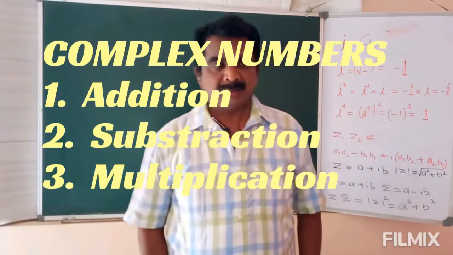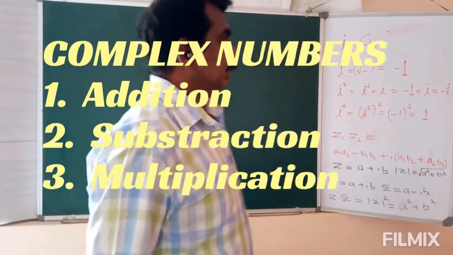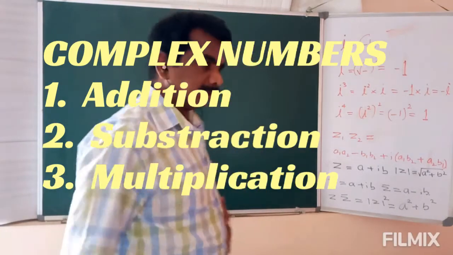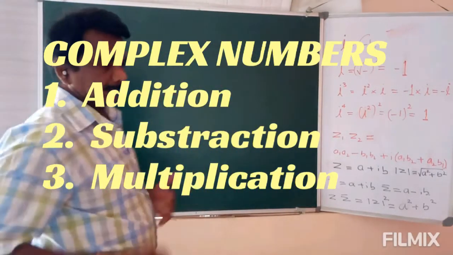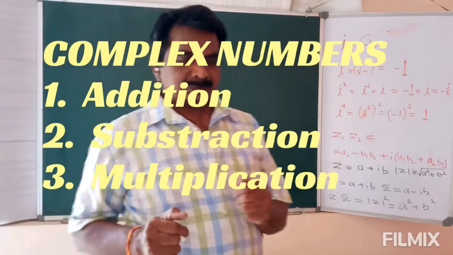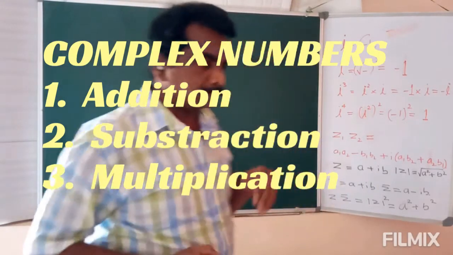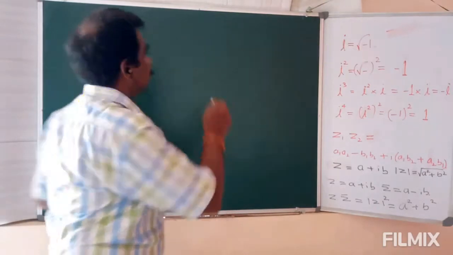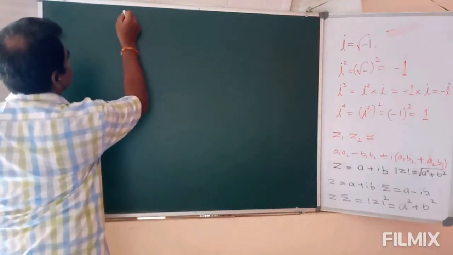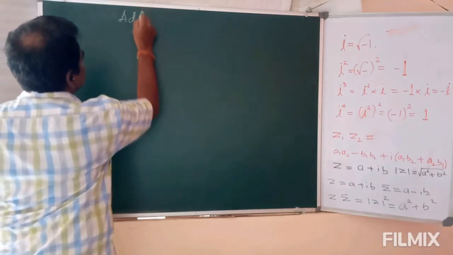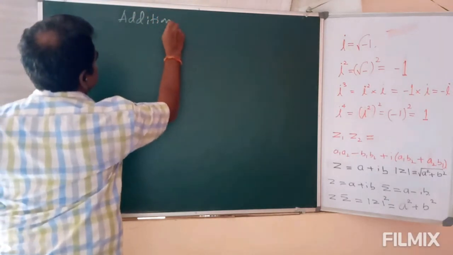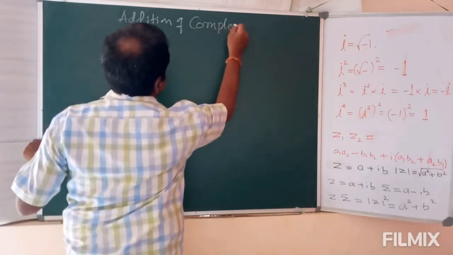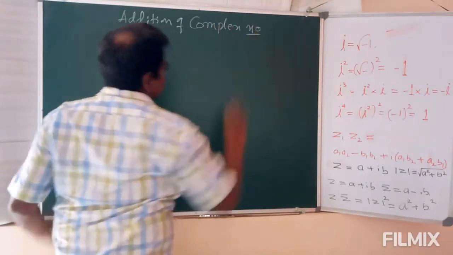Again, I am going to explain the addition of two complex numbers, with examples. I already explained it algebraically, but I am going to explain by using the elements, that is numbers. Addition of complex numbers.